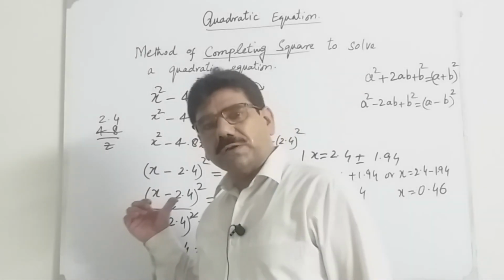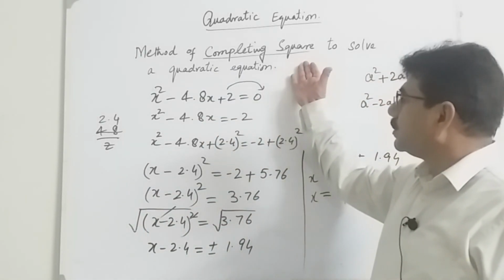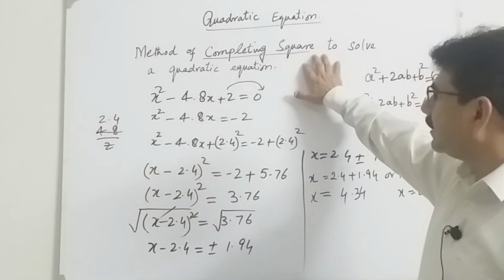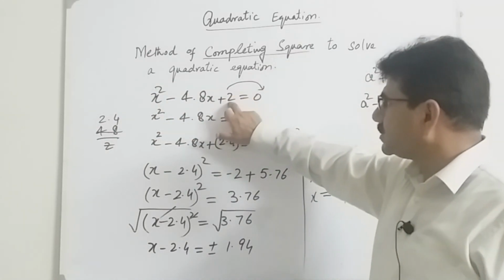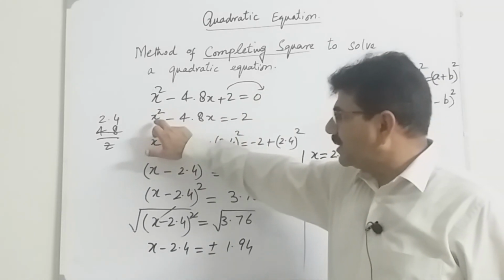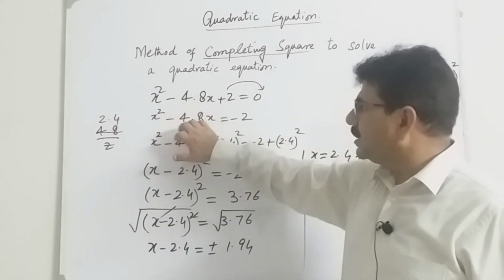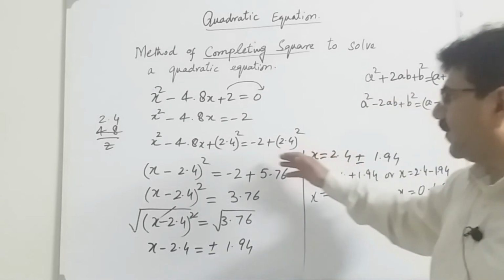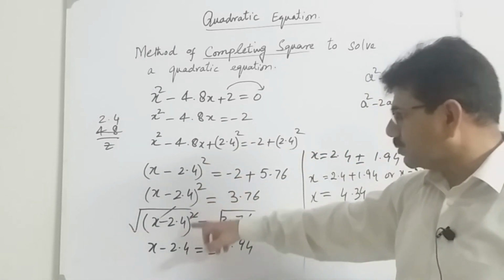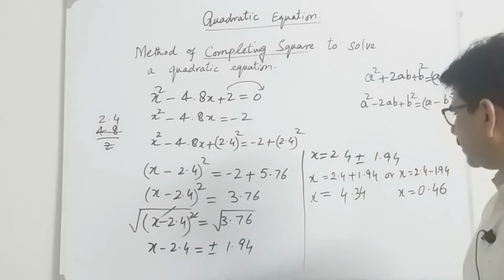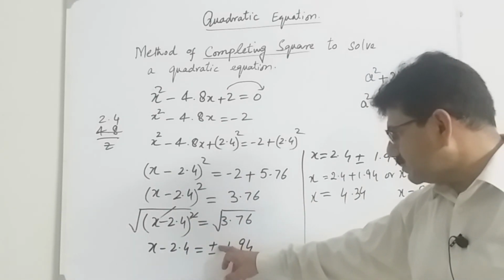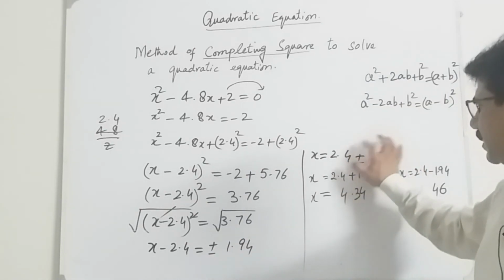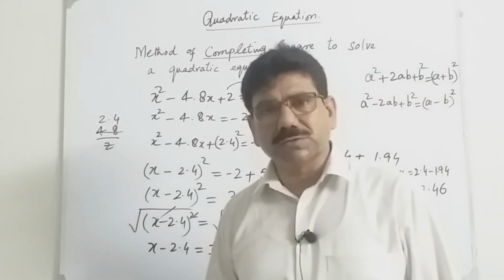So students, that was all about the method of completing square. In short, we can say that if we have to solve a quadratic equation by the method of completing square, we transfer the constant term on the right hand side, then the expression on the left hand side is converted into a perfect square with the help of these two algebraic identities. Then finally, to remove this square, we take square root on both sides and in this way we get two equations, one with the plus sign and one with the negative sign, and finally by solving these equations we get the solution of this quadratic equation.